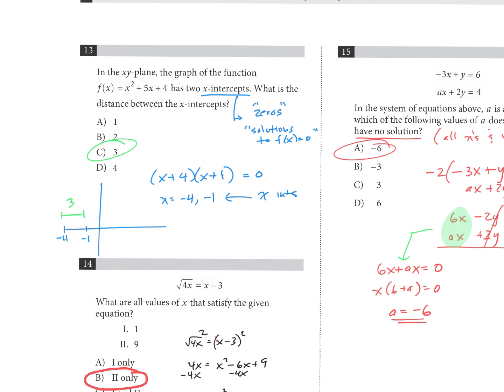Kind of using a lot of skills, understanding that when you factor, you're actually finding the points where the parabola will cross the x-axis. So if I was to graph this parabola, I didn't put it in there, but it would look something like that, where it hits those points right there. So the distance between those is just 3.